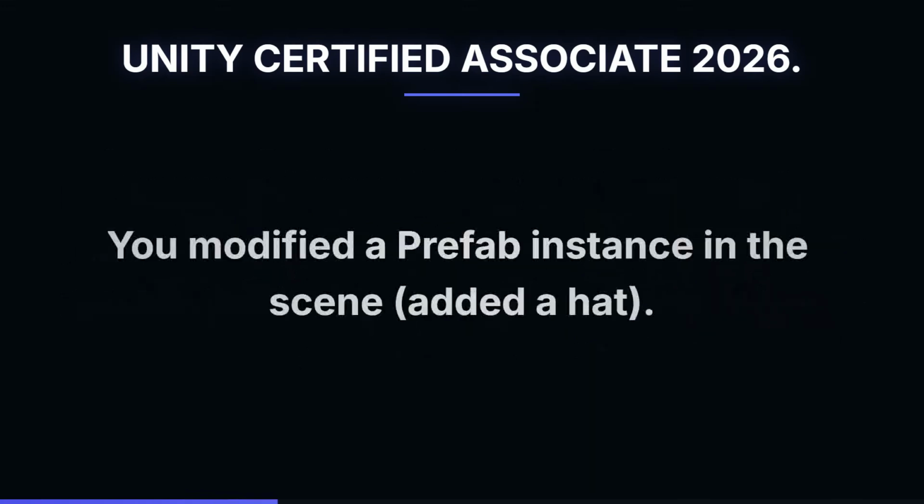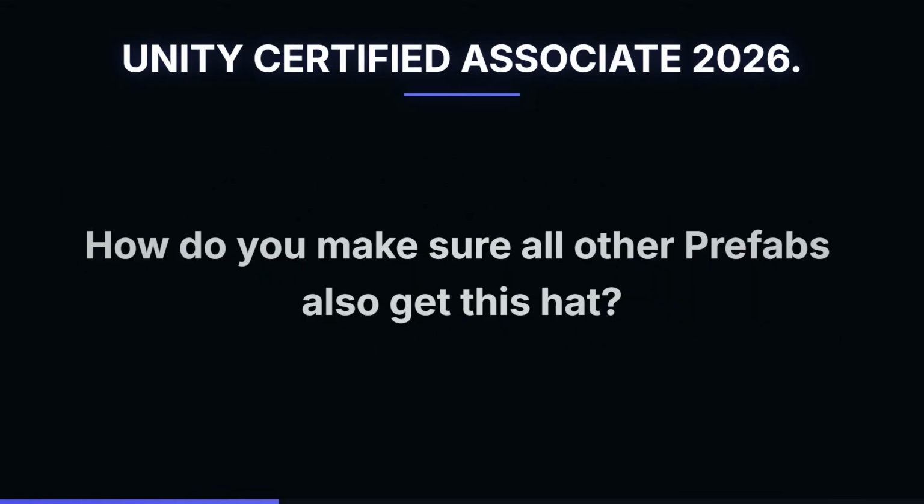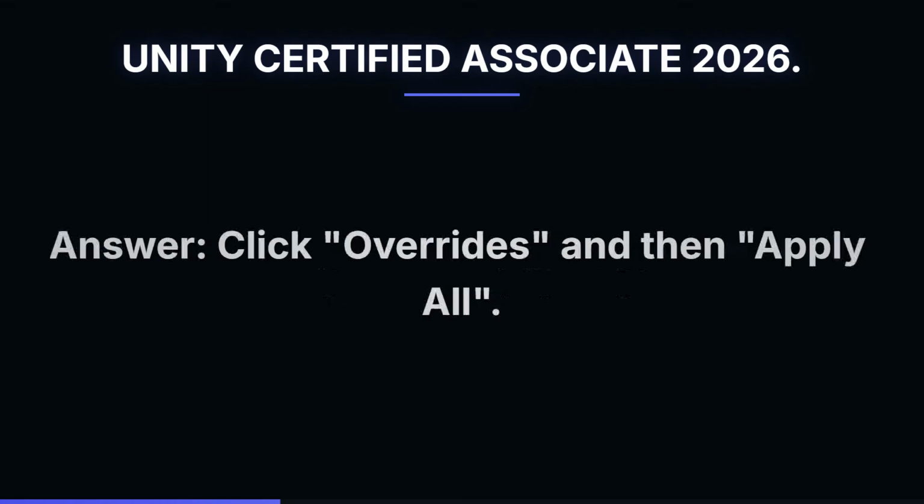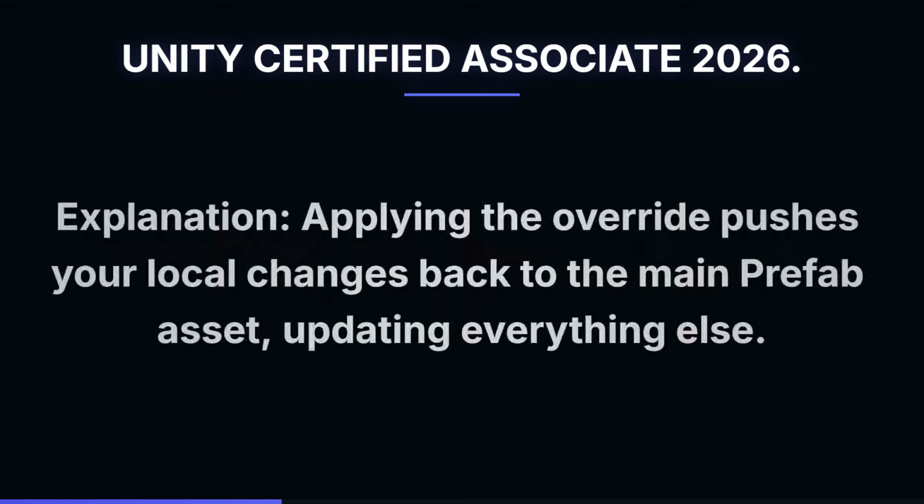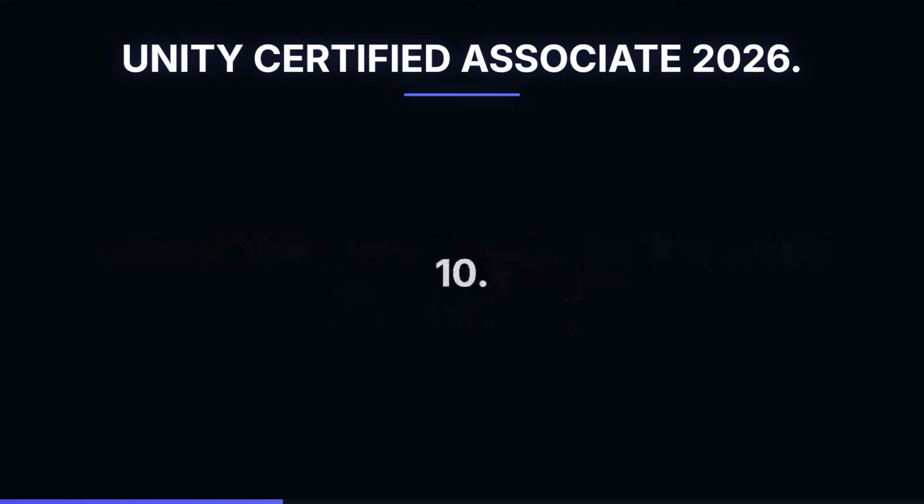9. You modified a prefab instance in the scene and added a hat. How do you make sure all other prefabs also get this hat? Answer: click Overrides, and then Apply All. Explanation: applying the override pushes your local changes back to the main prefab asset, updating everything else.